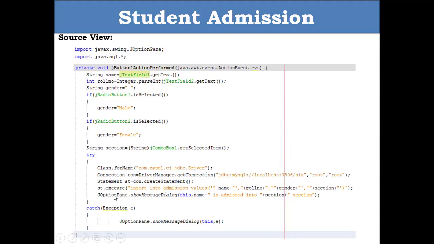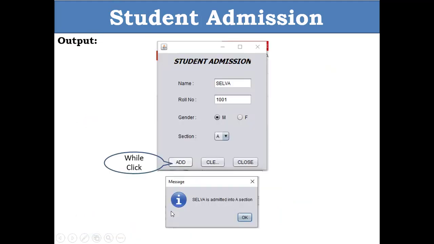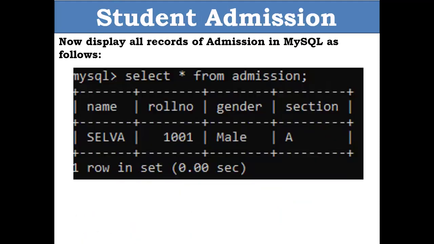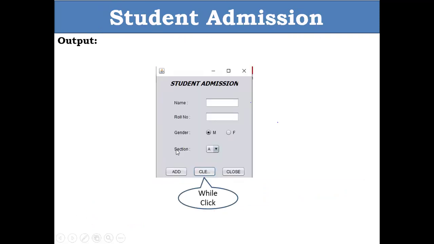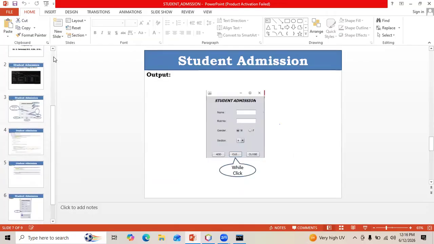After that, we will get one message, JOptionPane.showMessageDialog: Name is Selva. Selva is admitted into A section. I hope it is clear. This is what I got. Is it clear? Let me do the same thing in front of you so that you can easily understand.